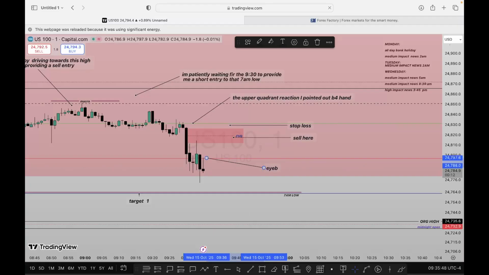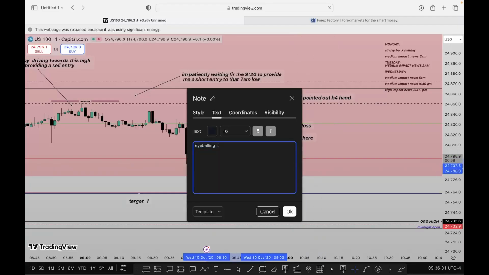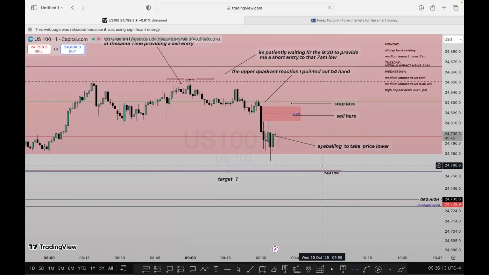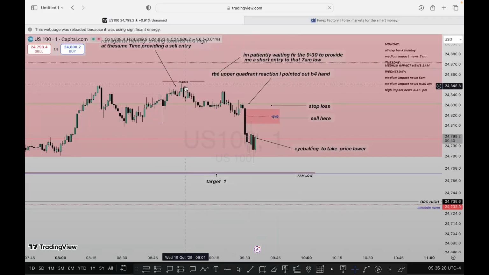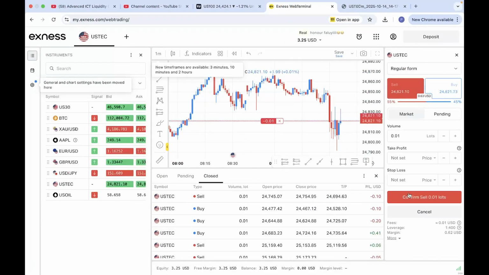So I pointed out my lower quadrant, consequent encroachment, I don't know. That red line is a quadrant level. I think it's a consequent encroachment. Right there, I sold it immediately without hesitating. I sold immediately.